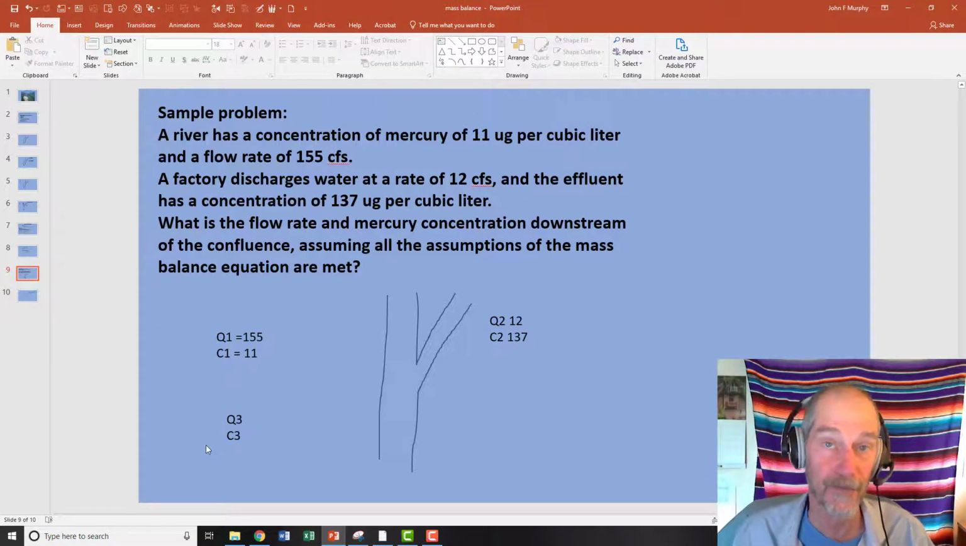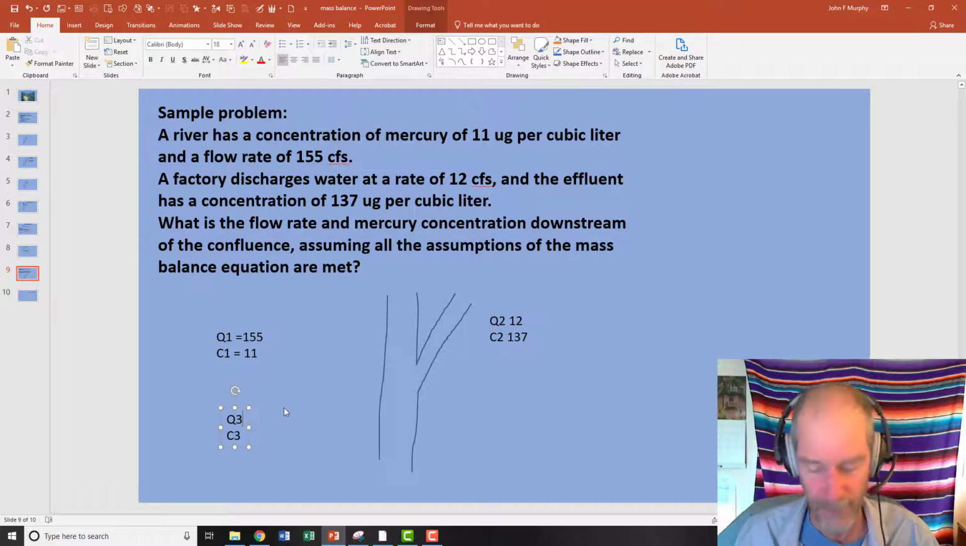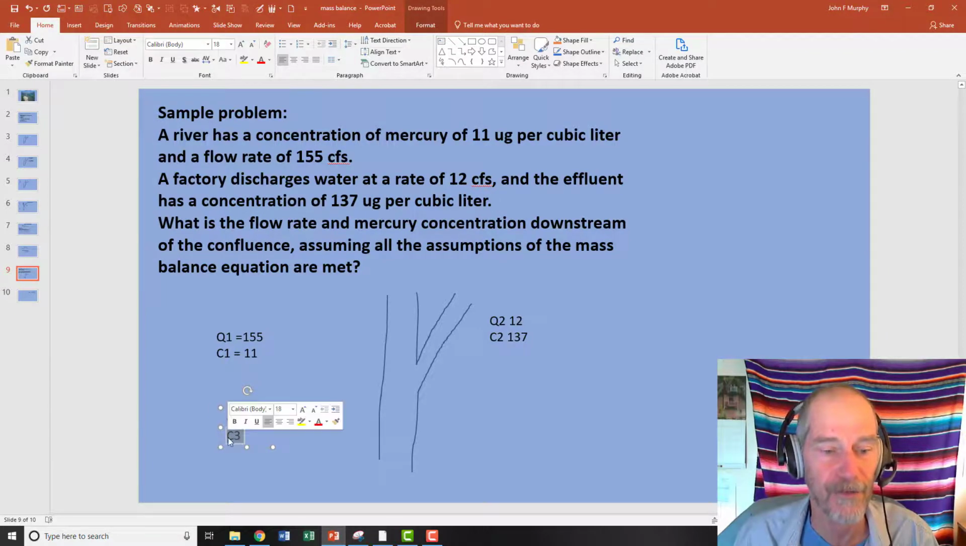So what did I say? The first thing to do, find out Q. So Q is going to be 155 plus 12. I should write it down just in case I make a mistake, so I can backtrack and find it, but I'm going to do this in my head. I think it's 167. And I'm going to bet that they ask what C3 is, the concentration downstream. What is the flow rate and mercury concentration downstream? Yes.